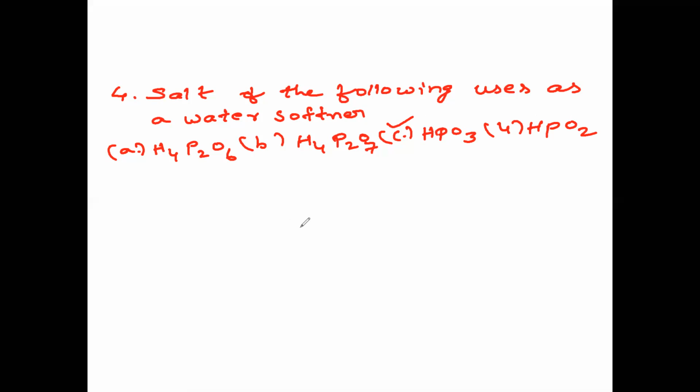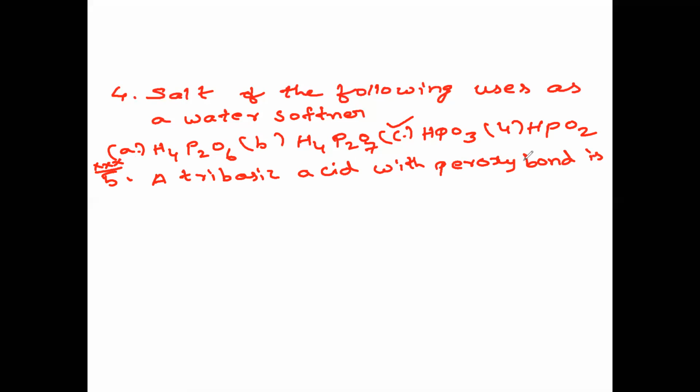Next question. All these uses are also important; they're asking uses also. Next, question number 5, very, very important. A tribasic acid with peroxy bond. This question is based on oxoacids of phosphorus. It should be tribasic as well as have a peroxy bond.